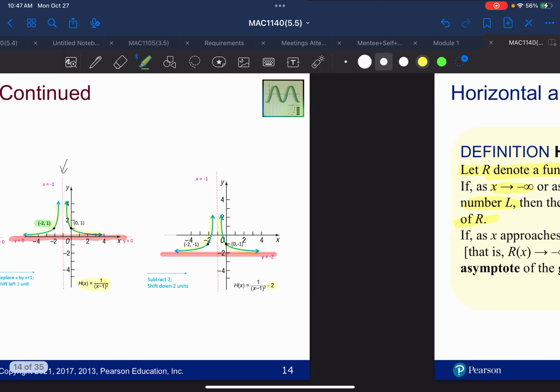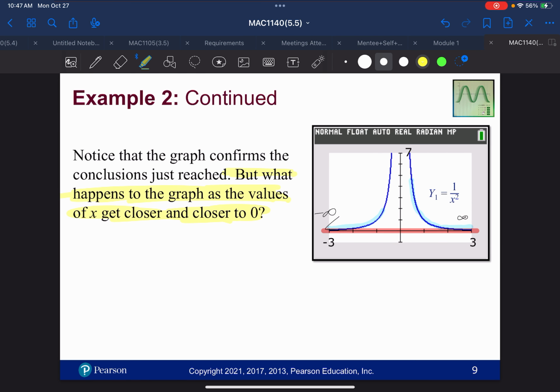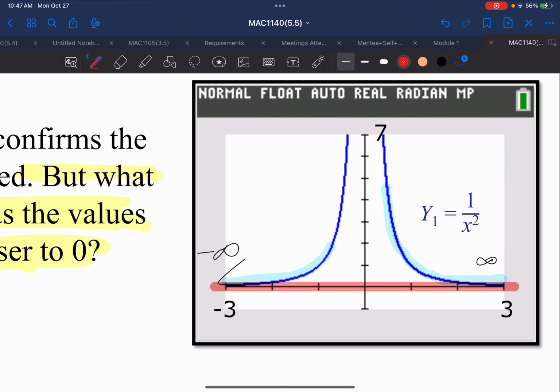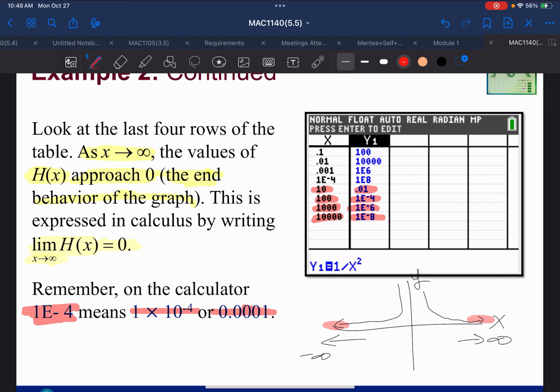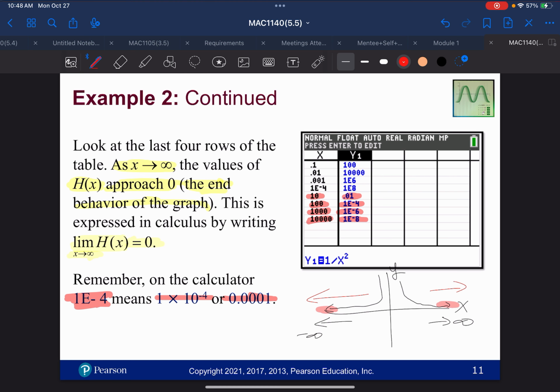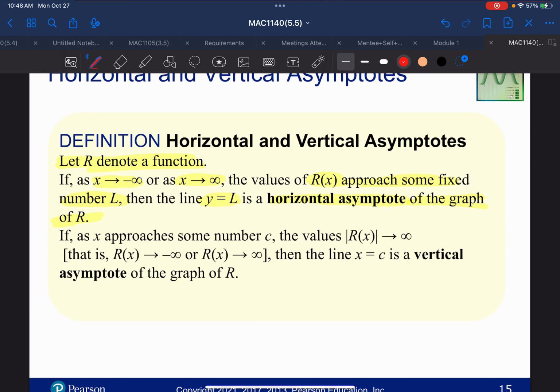So let me just compare that to this function here. So remember, we said that as x was approaching, let me go to this slide actually. As x was approaching -infinity and +infinity, our values were getting very, very close to 0. So this is an example of a horizontal asymptote. That function in that example, the y value was getting really close to 0. So that y equals 0 was a horizontal asymptote.